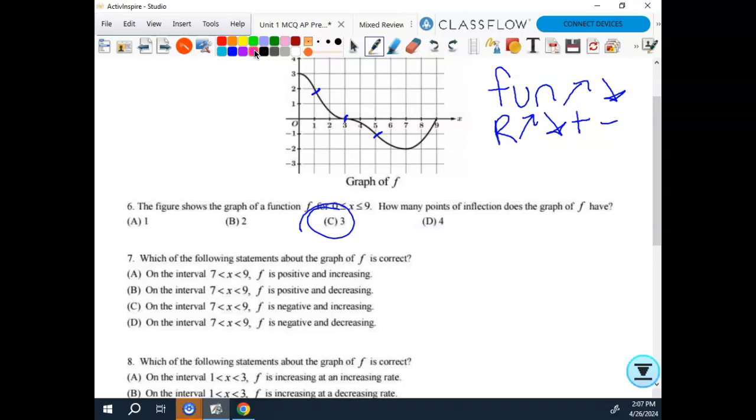Can we keep going? Yeah. Do 7 through 10. Yes, keep going. Do 7, 8, 9, and 10. We're not talking to each other. Give us answers.